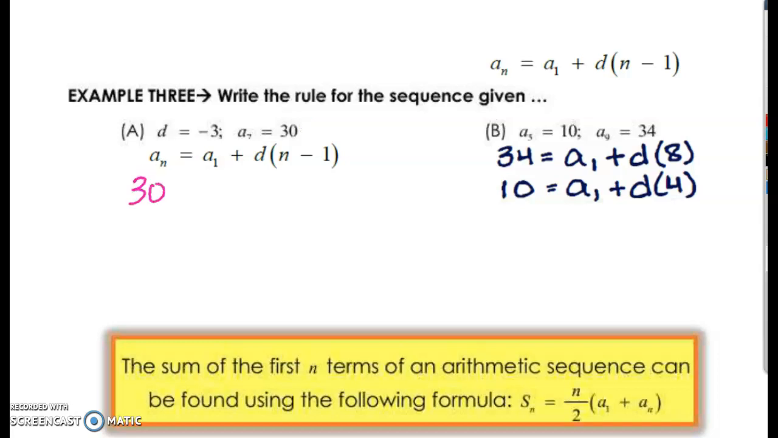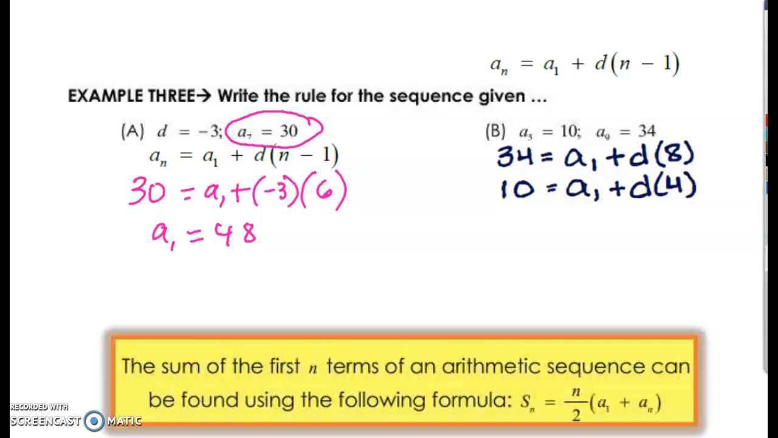30 is a sub n, and we don't know a sub 1, we're going to have to find it, plus the difference, negative 3, times n minus 1. N here, with the information we're given, is 7, so n minus 1 is 6. Now the only unknown variable is our first term, a sub 1. So we just solve, and using Algebra 1, we get 48.